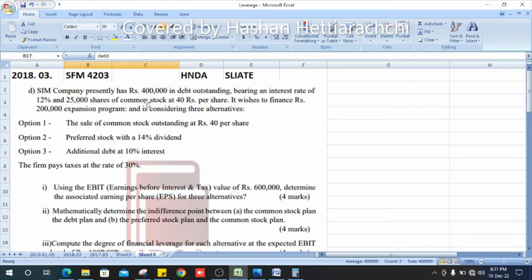25,000 shares of common stock at 40 rupees per share. It wishes to finance a 200,000 expansion program and is considering three alternatives. Option 1, the sale of common stock at 40 rupees per share. Option 2, preferred stock with a 14% dividend. Option 3, additional debt at 10% interest. The firm pays taxes at the rate of 30%.